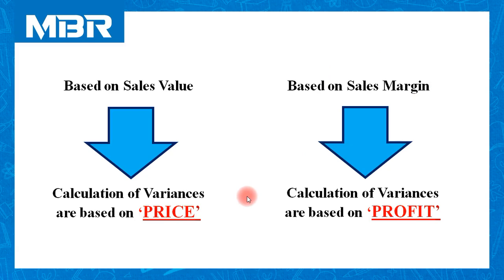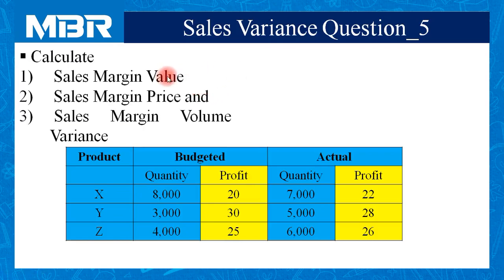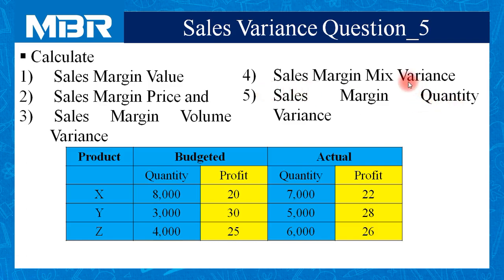Let us take a practical problem for the understanding of variances. Calculate sales margin value, sales margin price, sales margin volume, sales margin mix variance, and last, sales margin quantity or sub-volume variance. The format of the question remains the same as it was given in sales variance. The only difference is that instead of price, figures of profit are given to us.